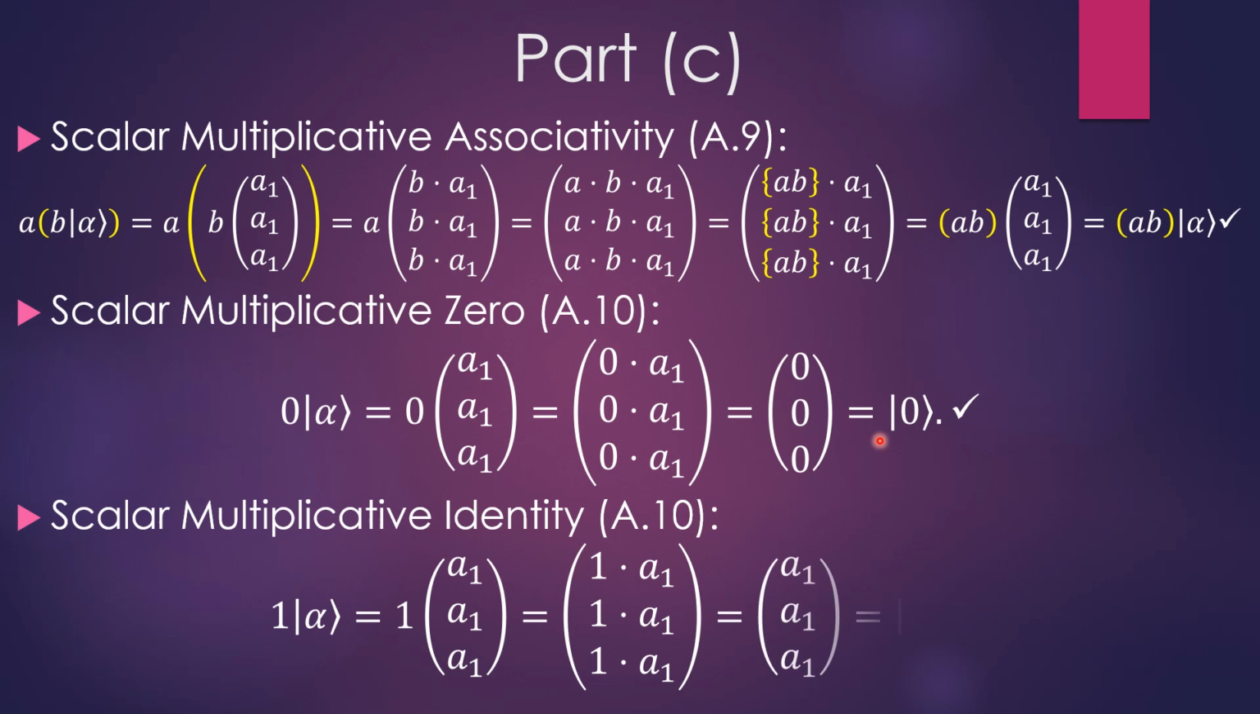Same thing with my identity. If I multiply 1 to everything, I still get every component equal to the other components, so I get my vector back. My vector lives in the space, so we're good to go. So this does constitute a good vector space.